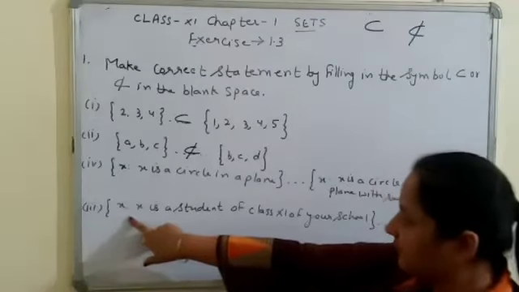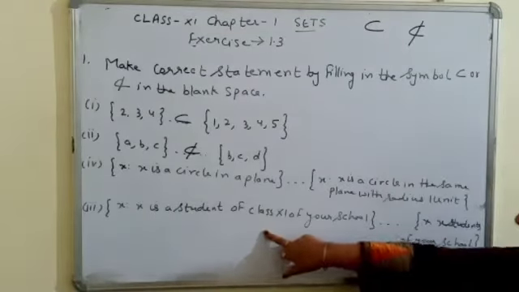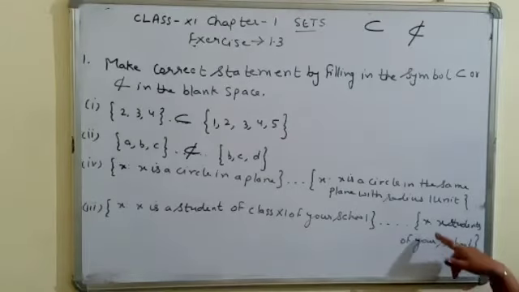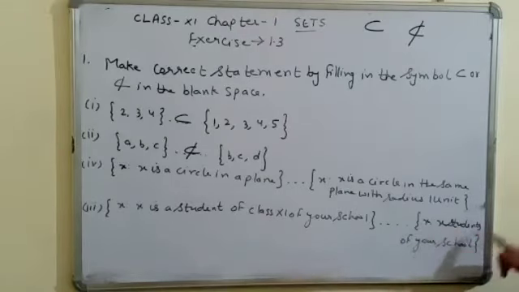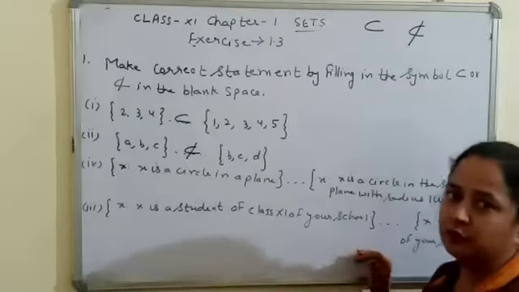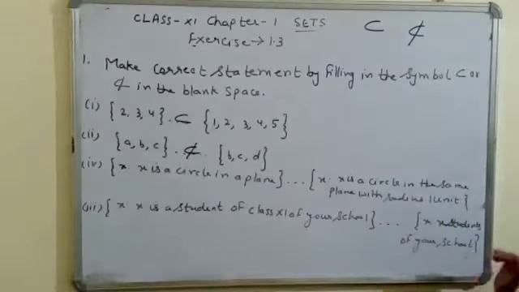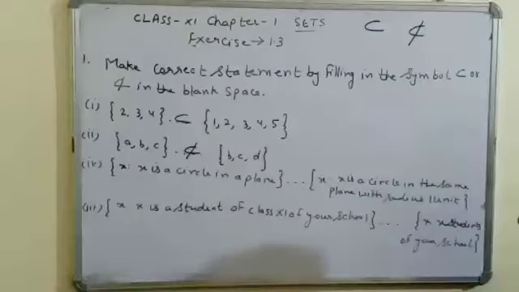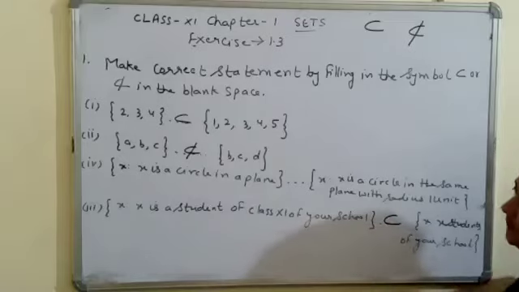Third part is {X: X is a student of class 11 of your school}. Is this a subset of {X: X is a student of your school}? Yes, in my introductory video I have already explained this example. All the students of class 11 of your school are a subset of the school. School is the superset and this one is the proper subset. So yes, this is a subset.